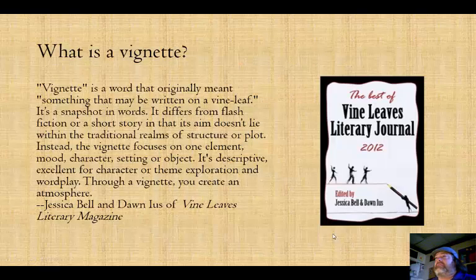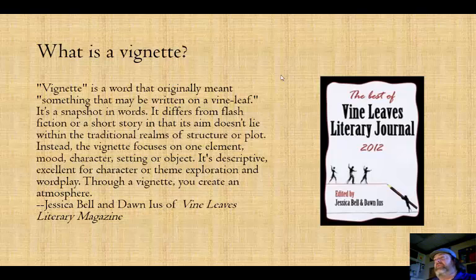A vignette is a word that originally meant something written on a vine leaf, something that would be so short that it could be written in a very small place. It's essentially a snapshot in words. It's not exactly the same as flash fiction or a short story, because flash fiction, a short story, tries to tell a complete tale, whereas a vignette only gives us a small portion of that. Vignette focuses on an element like mood, character, a setting, or a significant object in a scene.